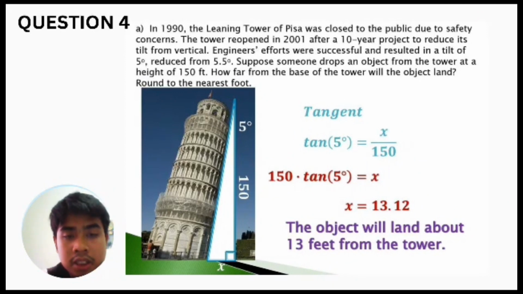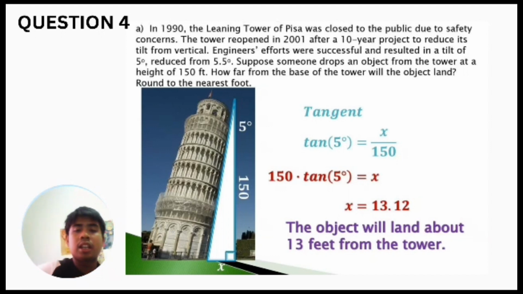Hi, my name is Muhammad Nasrul and I will be continuing from my friend Nakib for our presentation. So right now we have question 4, and let's look at the question. You can see that in 1990 the Leaning Tower of Pisa was closed to the public due to safety concerns, and the tower reopened in 2001 after a 10-year project to reduce its tilt from vertical. Engineers' efforts were successful and resulted in a tilt of 5 degrees, reduced from 5.5 degrees. Suppose someone dropped an object from the tower at a height of 150 feet. How far from the base of the tower will the object land? We have to round it to the nearest foot.